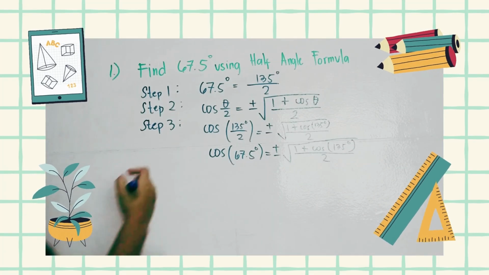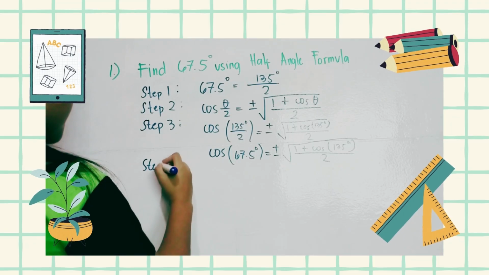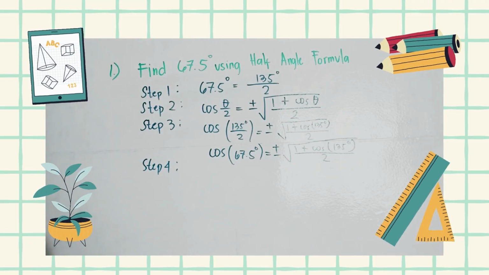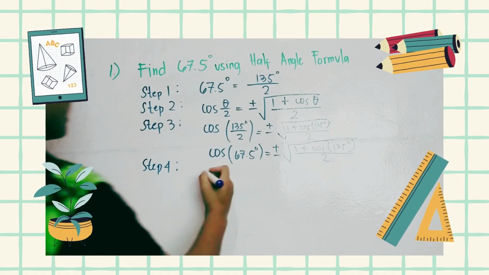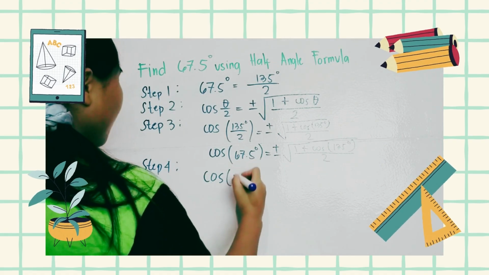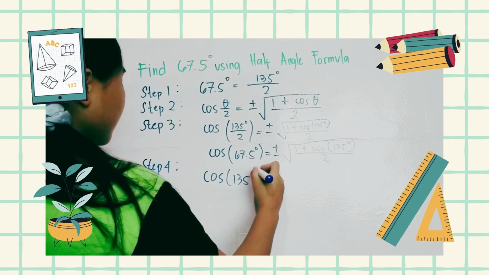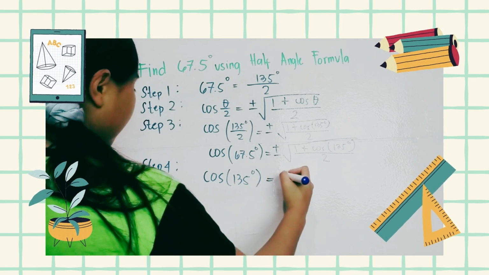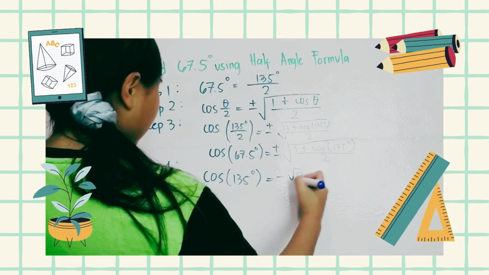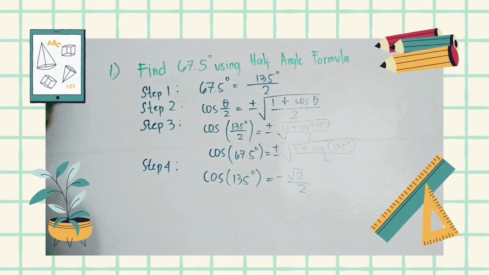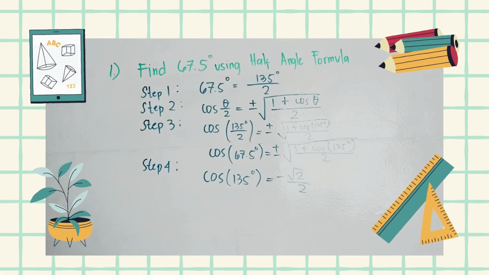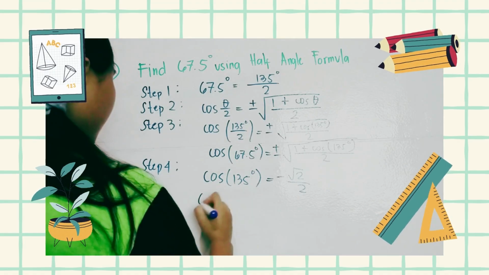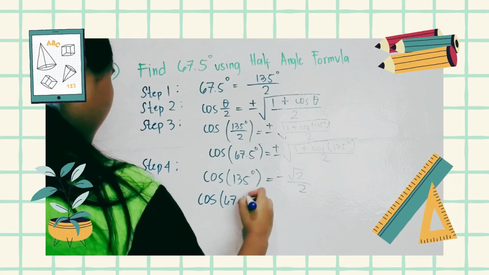Now, step 4. Let us evaluate cosine 135 degrees. Remember, 135 degrees is in quadrant 2 where cosine is negative and it's 45 degrees away from the axis. Therefore, the value of cosine 135 degrees is negative square root of 2 over 2. Simplify inside the square root.